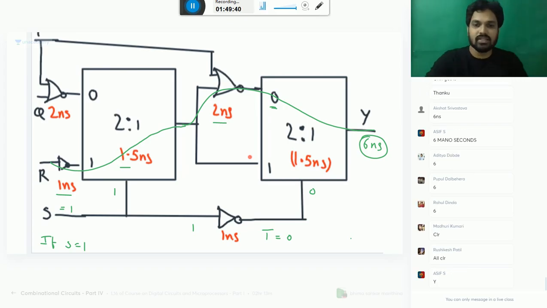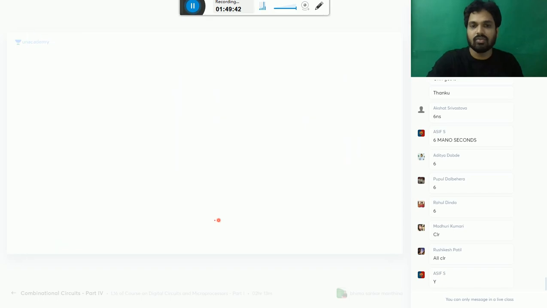So what is the right answer? It is 6 nanoseconds, out of the maximum of 5, 6, which is 6 nanoseconds.